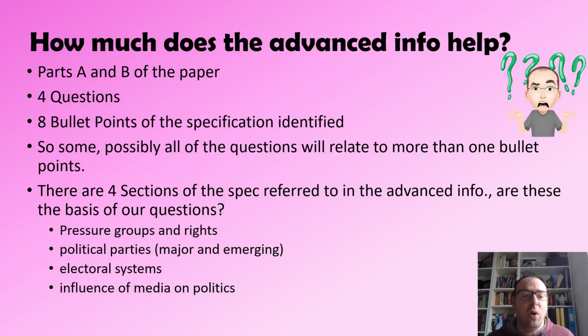And the logical way is, well, there are 4 sections in the spec referred to in the advanced information. Now, the big question really is, are these the basis of the questions? So from the first section, we've got pressure groups and rights. From the second, we've got political parties, both major and emerging, and the debates on it. Then from the third, we've got electoral systems. And from the fourth, we've got quite a small part, which is the influence of the media on UK politics. So does that tell us that's the basis of our 4 questions? Well, it would seem logical. It's not absolutely guaranteed, but that would seem logical.